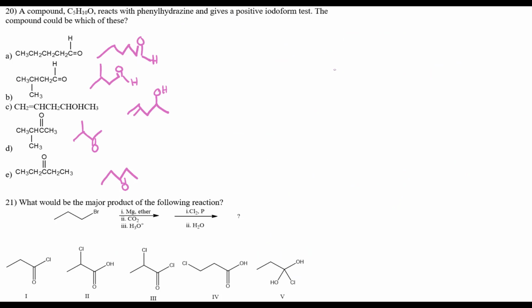A compound reacts with phenylhydrazine and gives a positive iodo test, or iodoform test. The compound could be which of these? Okay, so iodoform is going to check for these compounds. It's going to check for R right here. And this guy, okay, but it can also give a positive test result for acetaldehyde, so like this.